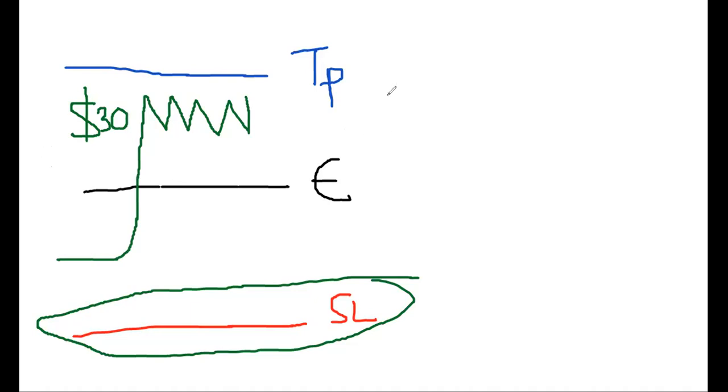Let's say this is your trade stopping. Your entry point had the value of 1.8200. Then your take profit had a value of 1.8.